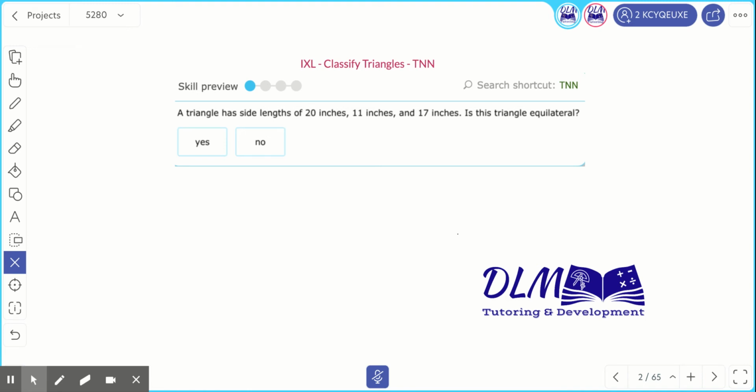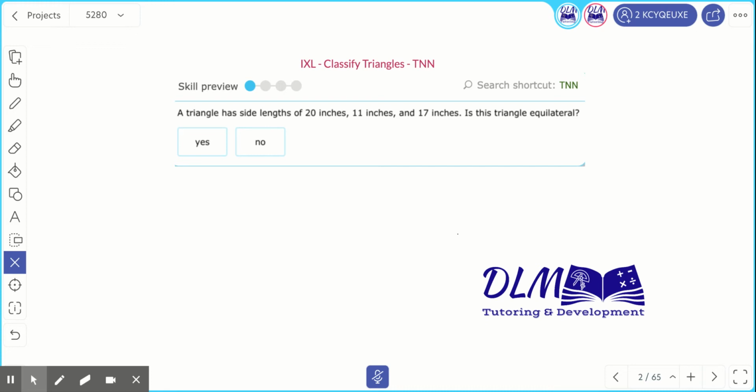Today, we're discussing the IXL skill, classify triangles. You can find it with the shortcut TNN. In order to answer all of these questions, you'll need to know some information about the properties of triangles, how to classify them using their sides, and classify them using their angles. So let's go ahead and dive into this first question.